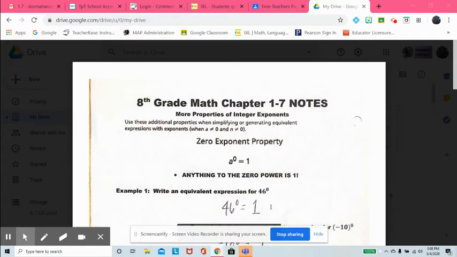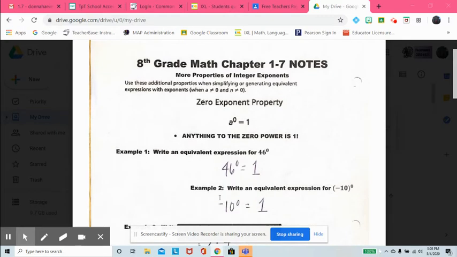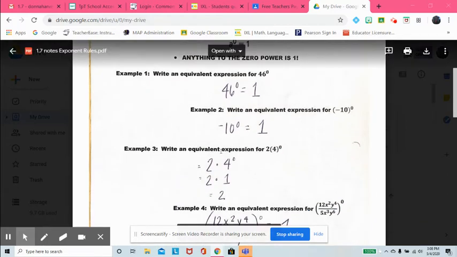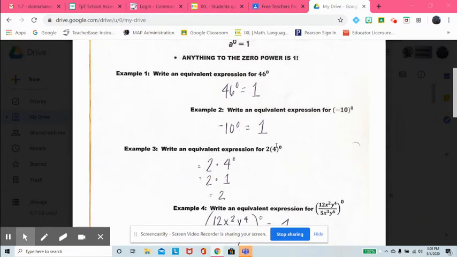So let's read this one. This one is called the zero exponent property. That means any number to the zero power is one. So how easy could that be? So let's look here. 46 to the zero power equals one. Negative 10 to the zero power equals 1.